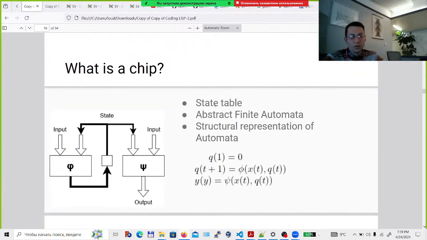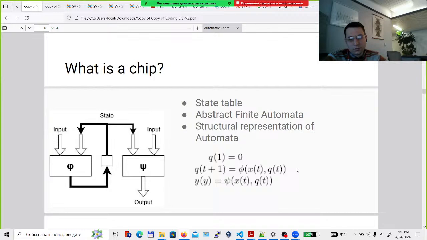What is a chip? A chip is an abstract finite automaton in the mathematical sense. As you can see on the left hand side, you have some kind of function for changing the states. It's a lag operator or registers. It's a function for outputs, and you do this in a clock cycle manner. So those equations can describe every digital device in your working experience. So at the beginning you have a 0 state, 1.